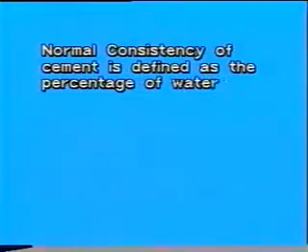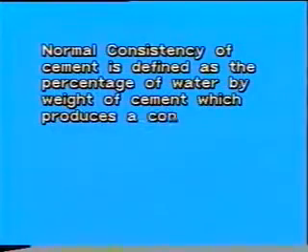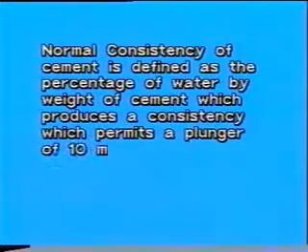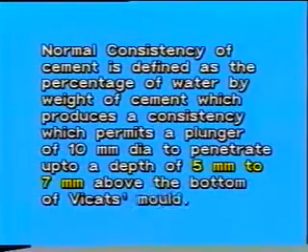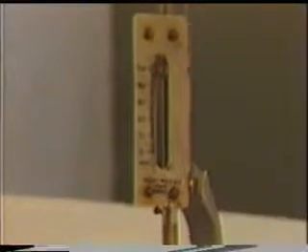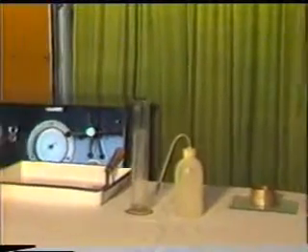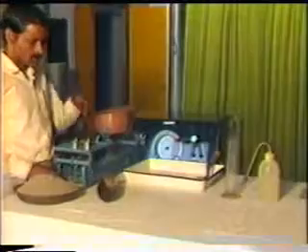Normal consistency of cement is defined as the percentage of water by weight of cement which produces a consistency which permits a plunger of 10 millimeter diameter to penetrate up to a depth of 5 to 7 millimeters above the bottom of Vicat mold. Vicat's apparatus, fitted with 10 millimeter diameter plunger, is used to perform normal consistency test. This test involves a number of steps.